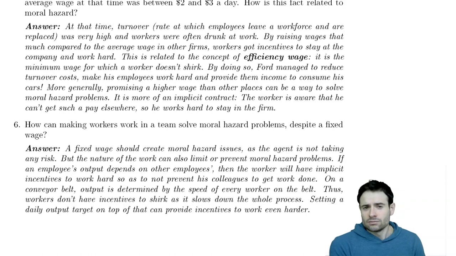So peer pressure is a form of implicit contract that can make somebody work hard even though he's paid a fixed wage. If you work independently on your own, then chances are that a fixed wage will make you not provide any effort. Becoming dependable, where people are relying on your work, might provide you implicit incentives to get the work done, even if it means working overtime.